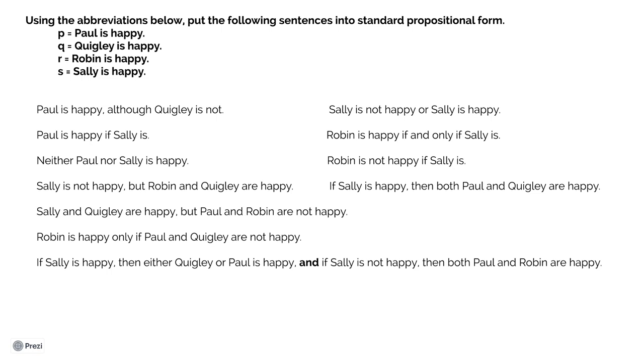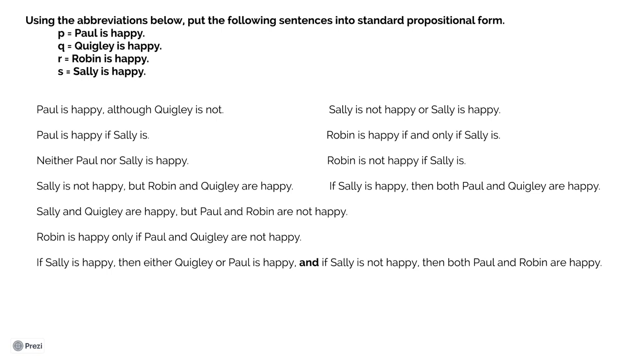So in our first example, we have Paul is happy, although Quigley is not. Remember, although works like but, and these things are taken together. So it's the case that Paul is happy, and it's also the case that Quigley is not. So we have P and not Q. What about Sally is not happy, or Sally is happy? In this case, the proposition should read not S or S.